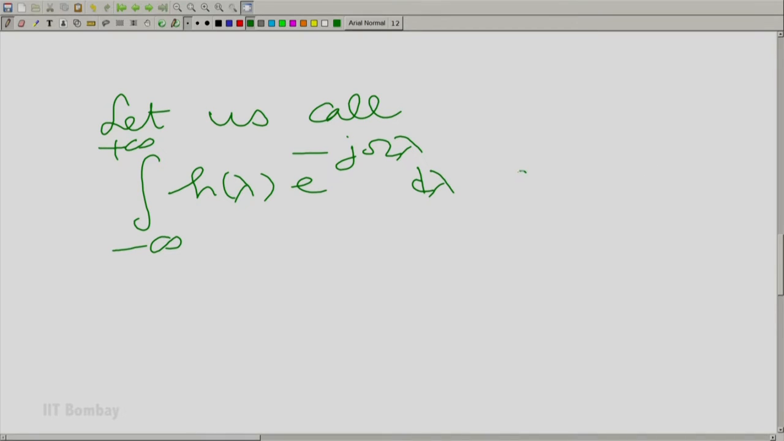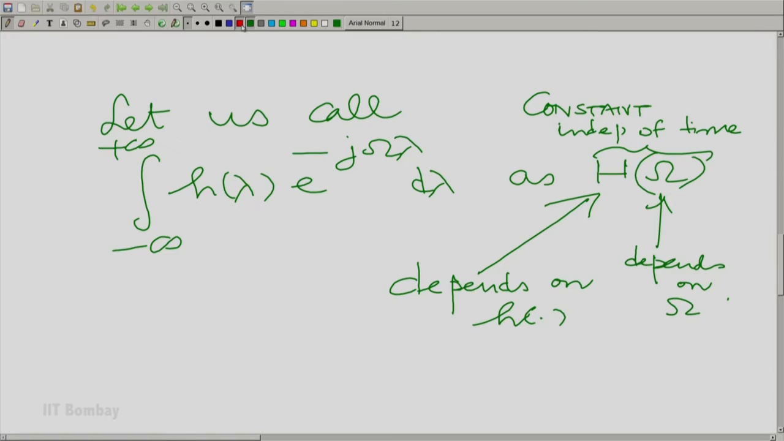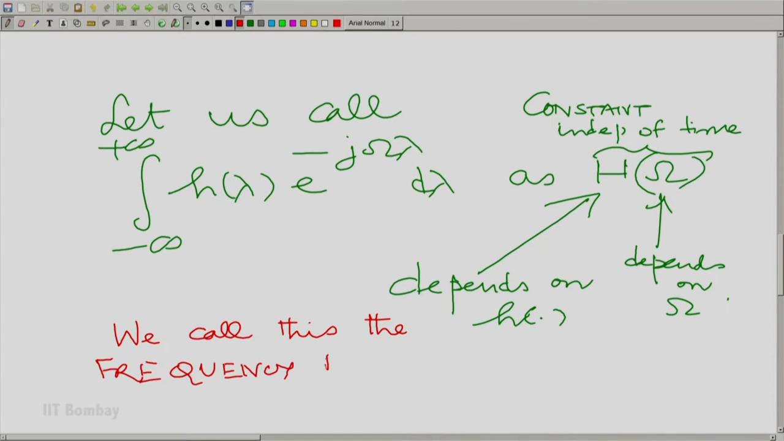Let us call this constant capital H as a function of omega. So, we are saying two things: that it depends on h and it depends on omega. We are saying both together. And this is a constant independent of time. Now, we give this constant a name. We call this constant the frequency response of this linear shift invariant stable system S evaluated at the frequency omega.